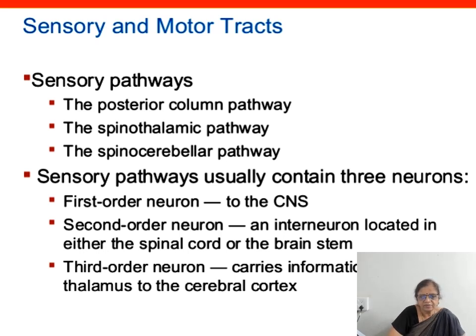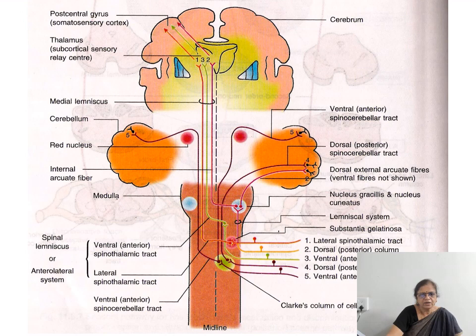And the sensory pathways usually contain three neurons, three order neurons, in some areas two order neurons also, mostly three order. What do you mean by order neuron? Nothing but a neuron starting is called first order neuron, then second order neuron, an interneuron located in either the spinal cord or the brainstem. Third order neuron carries information to the thalamus and to the cerebral cortex. First order neuron is mostly from the peripheral part of the body.